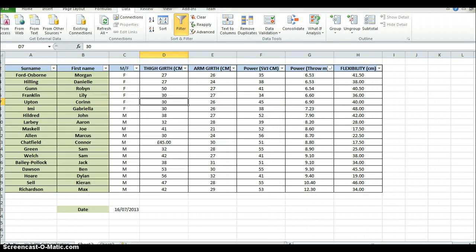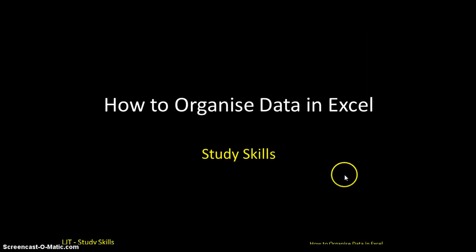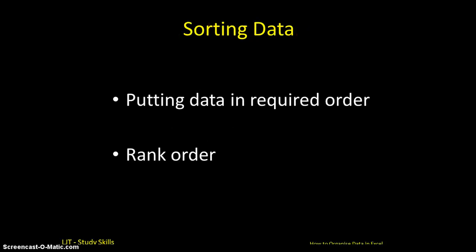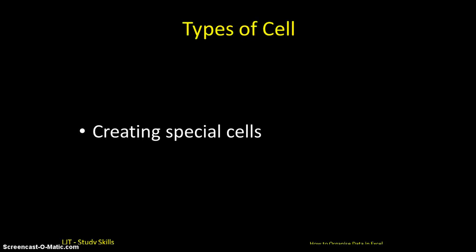So that's all we're going to show you for today. The summary of today's session on organising data in Excel is that we have learnt how to format cells, format text within a cell, and to change cell and text colour. That was the first lot of screen work. We've looked at putting data in a required order and rank order, so alphabetical order or an order of performance, and then we've looked at creating special cells.